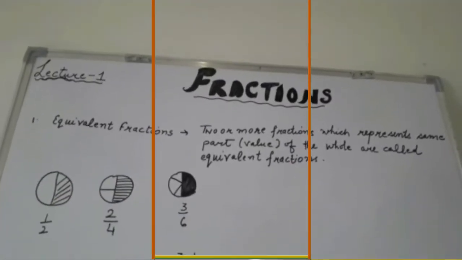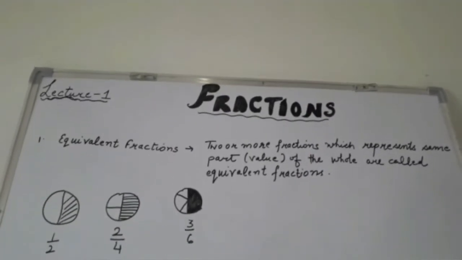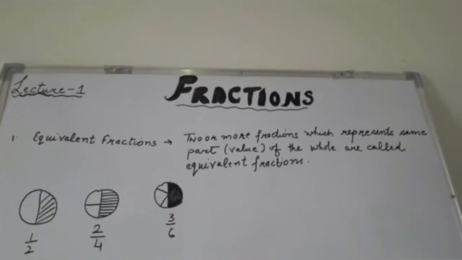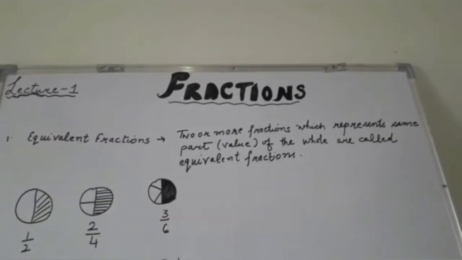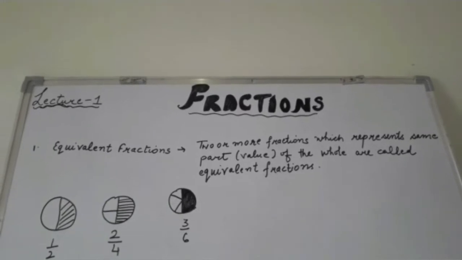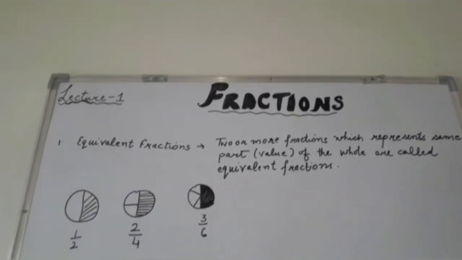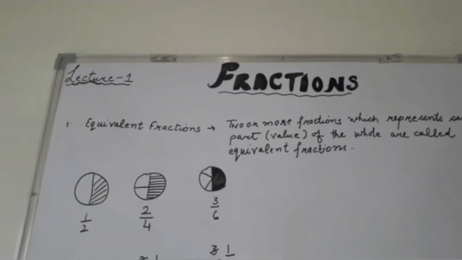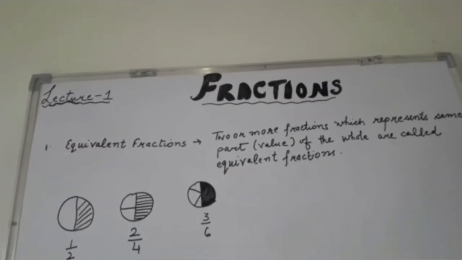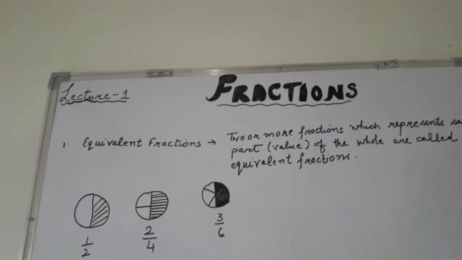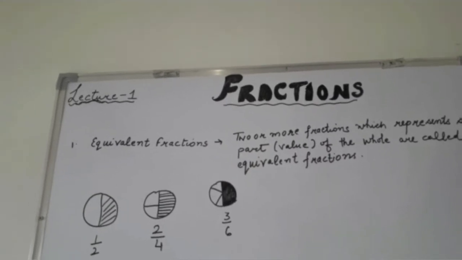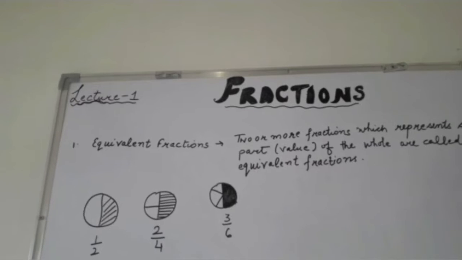and this type of fraction is called a mixed fraction. About the equivalent fractions, what it says: two or more fractions which represent the same part or value of the whole are called the equivalent fractions. Students, you came to know from the word only, equivalent fractions. That is, equivalent means they are equal fractions.